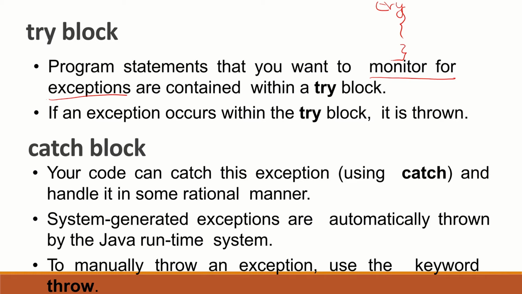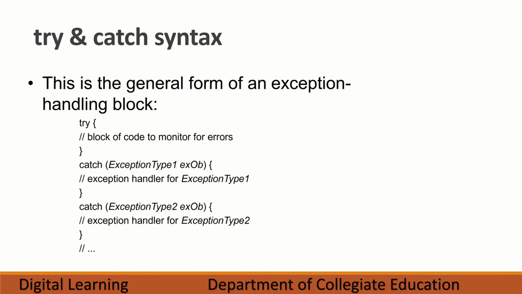If an exception is generated, then it is immediately thrown out of that particular try block. Once it is thrown, the catch block should be ready to handle those exceptions. The job of the catch block is to catch the related exception and process it. It may display some error message, or it can take some action to handle those exceptions. So this is the syntax of try and catch.